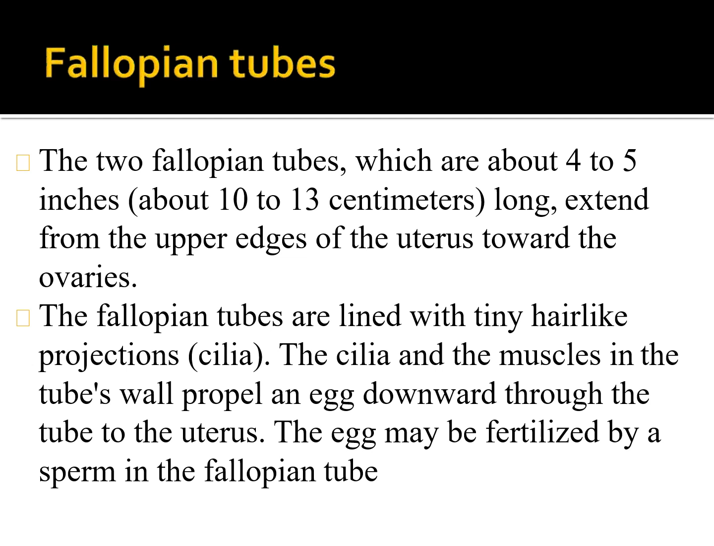The cilia and the muscles inside the tube propel the egg downward through the tube to the uterus. If the ovum is fertilized by the sperm, that also occurs in the fallopian tube. The movement of the ovum or fertilized ovum is carried out by the cilia-like projections of the fallopian tube.